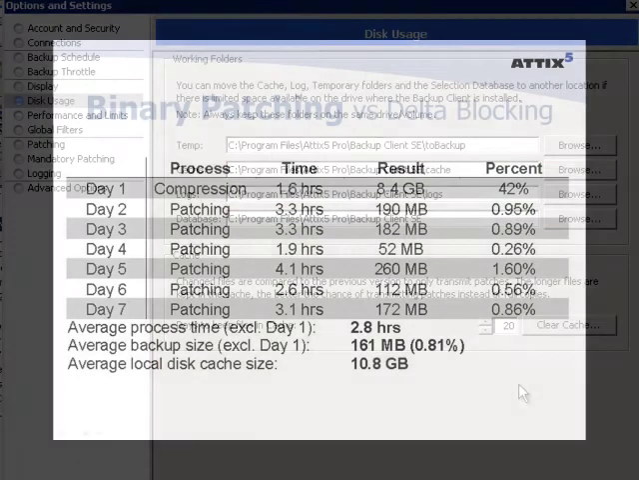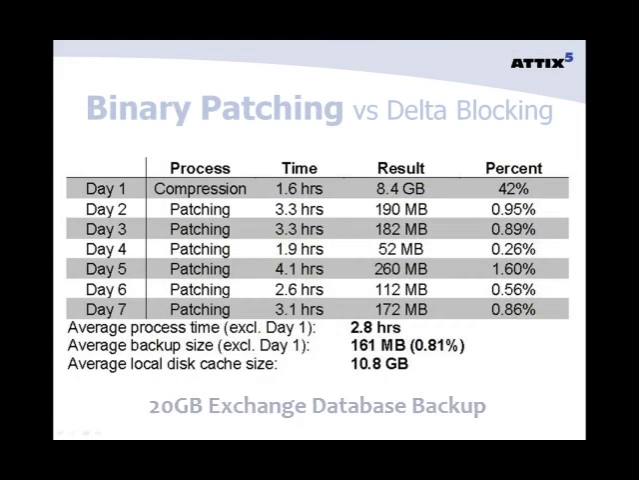Let's compare the two patching techniques. Binary patching uses a compressed, unencrypted previous version of the file to do a comparison with the current file. Only change bits are extracted, delivering a very small patch, from around 0.1% to 2% of the size. Although the patches are small, additional free space is required on the local disk. Around 50% of the size of the backup selection is required for caching.